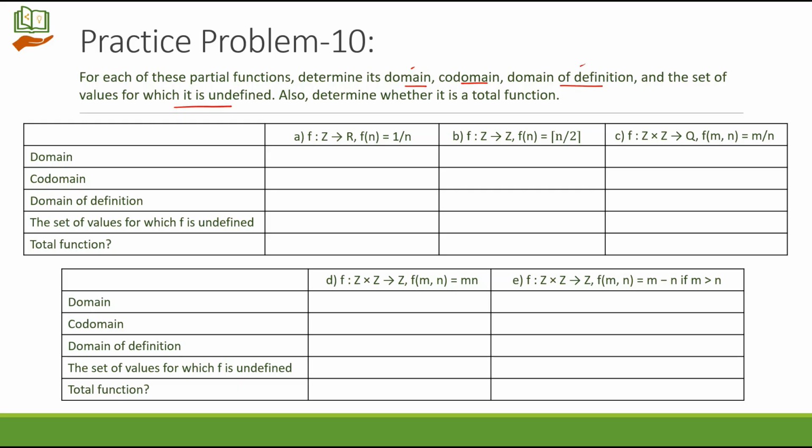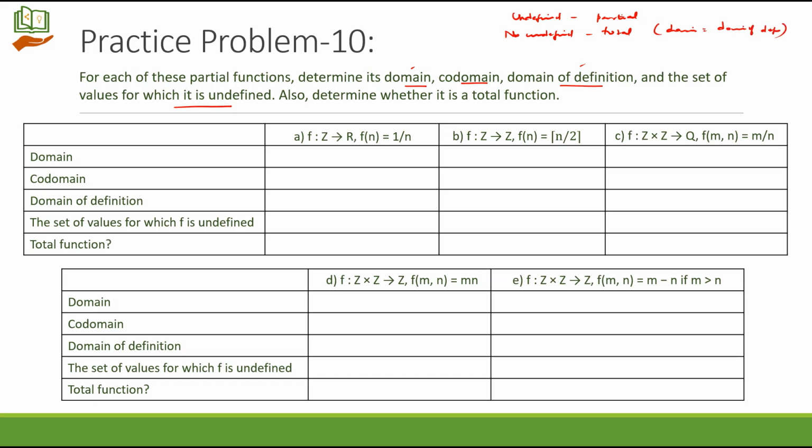But in case you are able to find values for which it is undefined, at that stage itself you have to understand it is not a total function but a partial function. Wherever you have undefined values, that will end up as a partial function. If there are no undefined values, then it is a total function, and in this case the domain will be equal to the domain of definition.